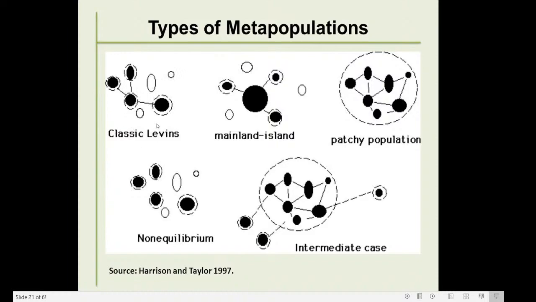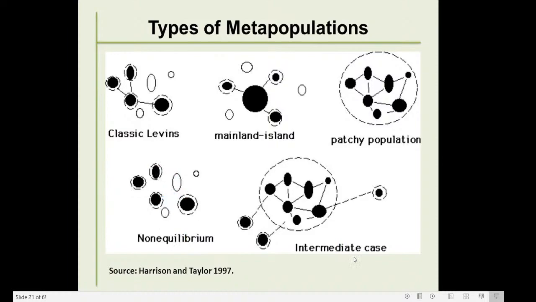The mainland-island is one concept. In the mainland-island concept, one population plays a major role. Others are small things, separated from this particular mainland. These are all the islands. And patchy population: here all populations are in active mode. There are small mainlands connected, and that one group is called the patchy population. Non-equilibrium is not connected. There are many species in a small population.